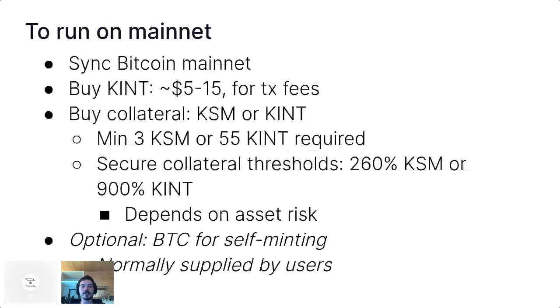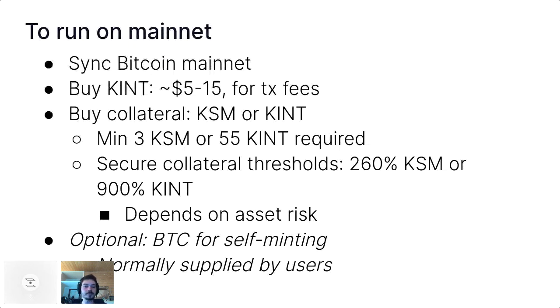So you will obviously need to sync Bitcoin mainnet, which takes, as I mentioned a few times, a lot more disk space and time. It can take up to a day or two to download the entire Bitcoin mainnet blockchain. You will need to actually obtain the capital instead of using faucets. So you would need at least a little bit of Kint for transaction fees, not a lot, a few dollars. And you will need collateral.